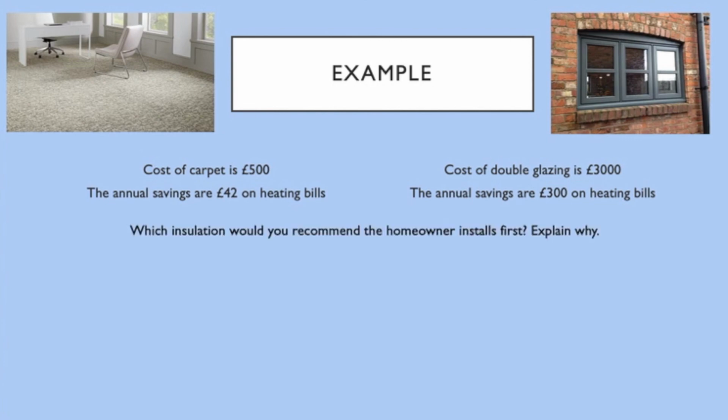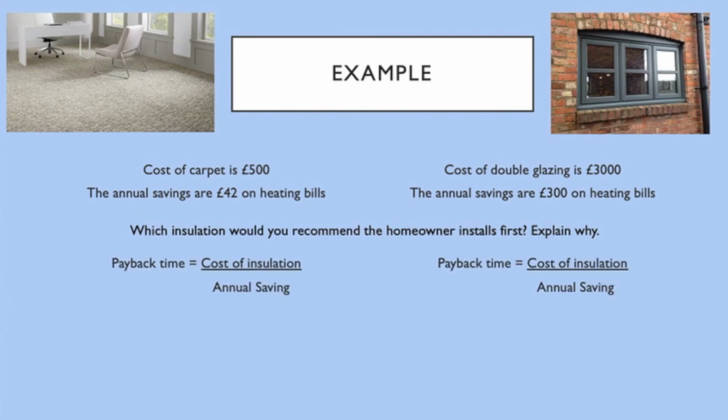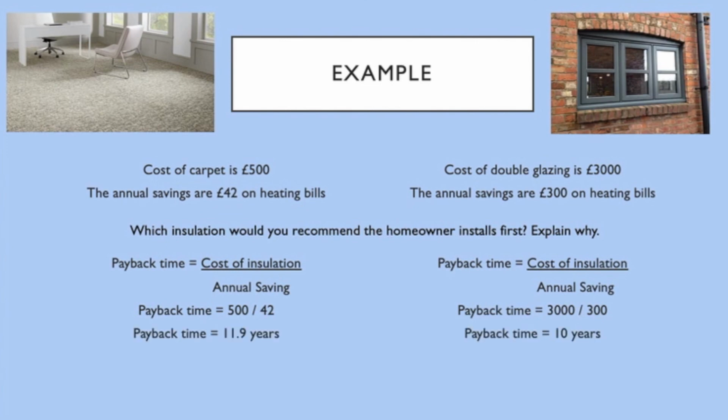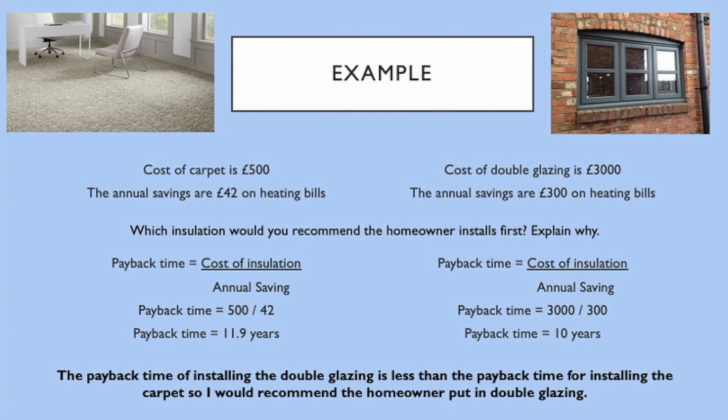So which insulator would you recommend the homeowner installs first? And you need to explain why. Let's use payback time. The payback time is the cost of insulation divided by the annual saving. For the carpet, it costs £500 and the annual saving is £42. For the double glazing, the cost is £3,000 and we save £300 every year. So the payback time for the carpet is 11.9 years and the payback time of the double glazing is 10 years. Because the payback time of installing the double glazing is less than for installing the carpet, you might recommend the homeowner put in double glazing.